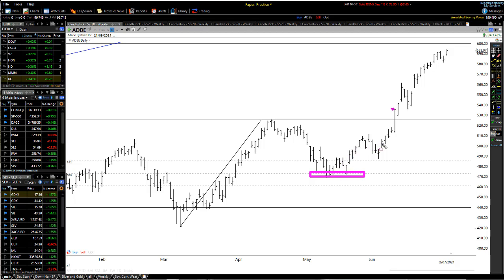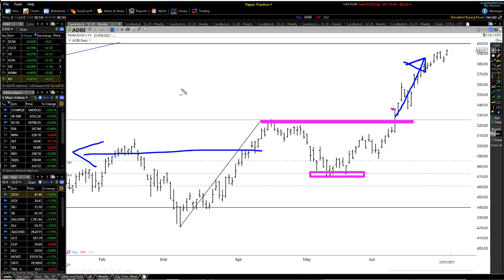And then when we came up through here and broke the previous highs, that was the key for me to say, right, we are now exiting this sideways and we're now entering a bull market. And hence the reason why I've been in Adobe ever since.